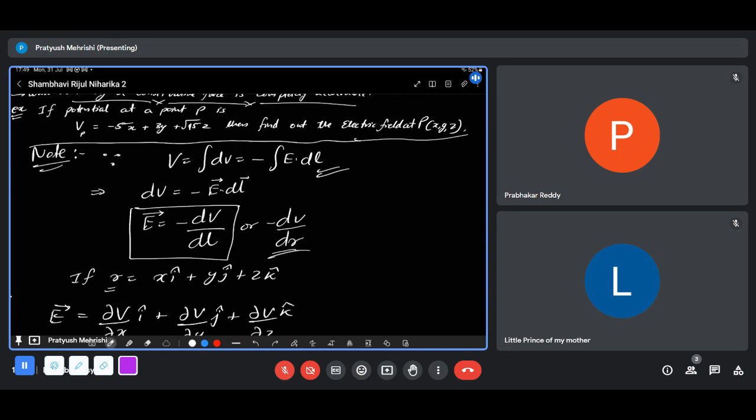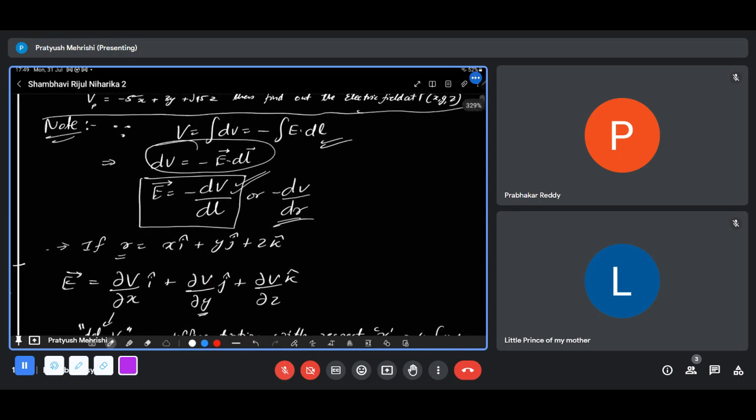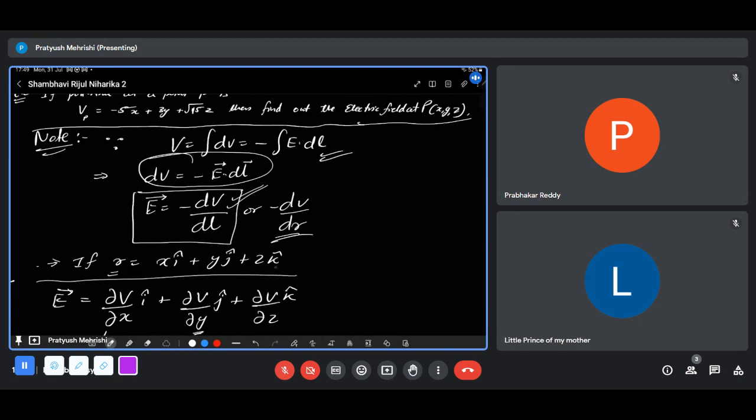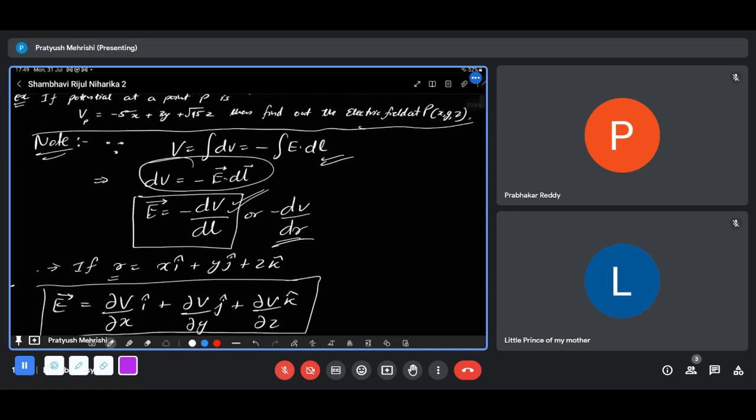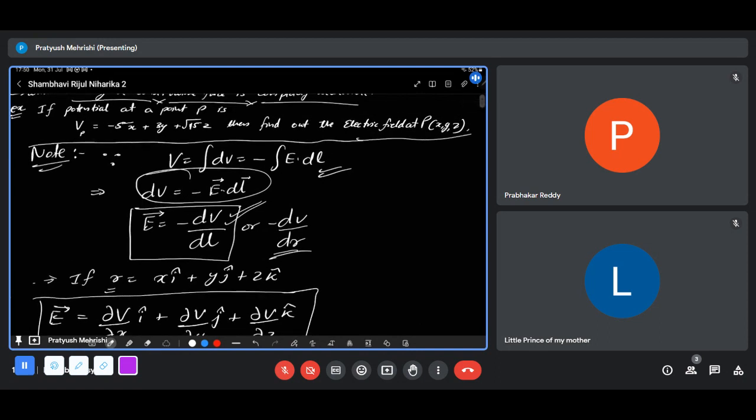It means a small potential change is nothing but minus E dot dl. From here we are getting the electric field as the negative differential of potential. Instead of dl we can write dr as well. And now if r equals x i cap plus y j cap plus z k cap, then the electric field will be the partial differentiation with respect to x plus with respect to y plus with respect to z. With this knowledge, just calculate the above question.